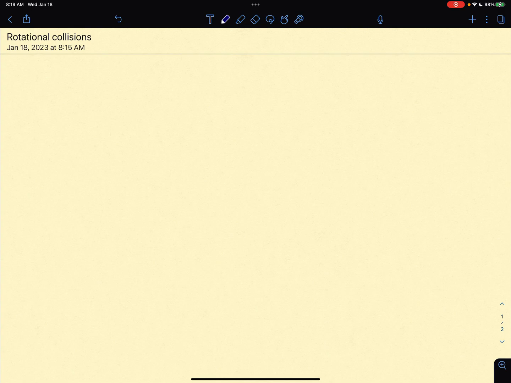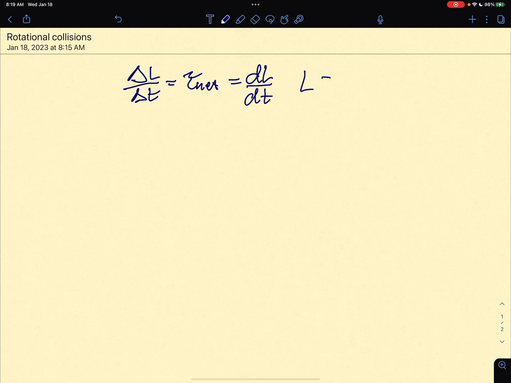So, yesterday we mentioned that the change in angular momentum as a function of time is the net torque. I would also remind you that this could be the derivative of angular momentum with respect to time. Angular momentum is defined as I times omega, or you could write it as R cross P, which is the same as MVR sine of theta. Kind of fit that in there at the end.